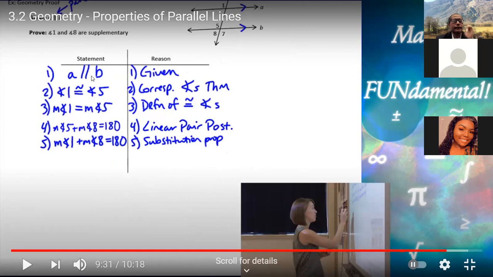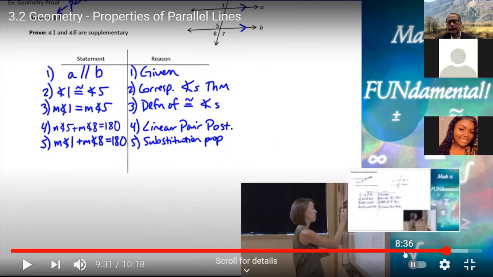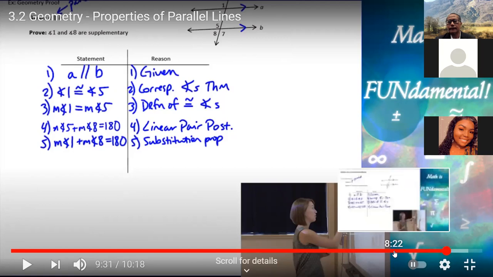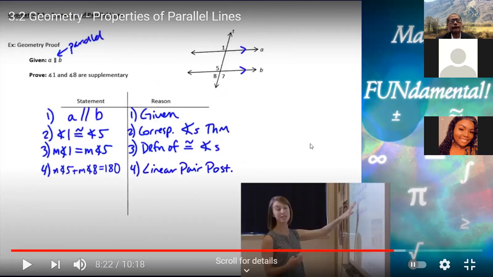So first is parallel lines A and B, right? It's given. Okay, and then angle 1, because it's what I think, alternate exterior angles, right? So sorry, this is the corresponding angle theorem.